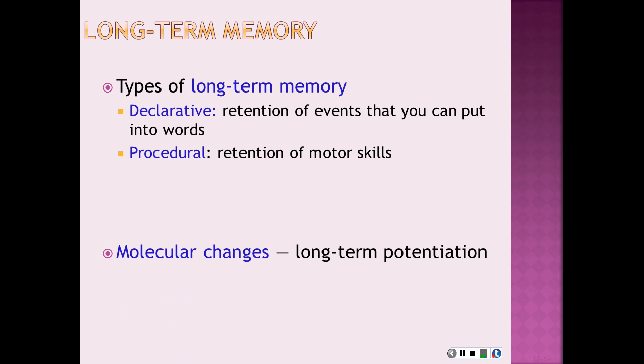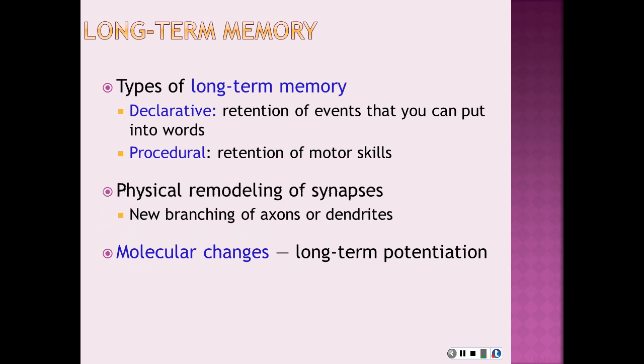Our long-term memory lasts up to a lifetime and is less limited than the STM, which is our short-term memory, in the amount of information it can store. The two forms of long-term memory are declarative memory and procedural memory. Declarative memory is the retention of facts and events that can be put into words. Procedural memory is the retention of motor skills.